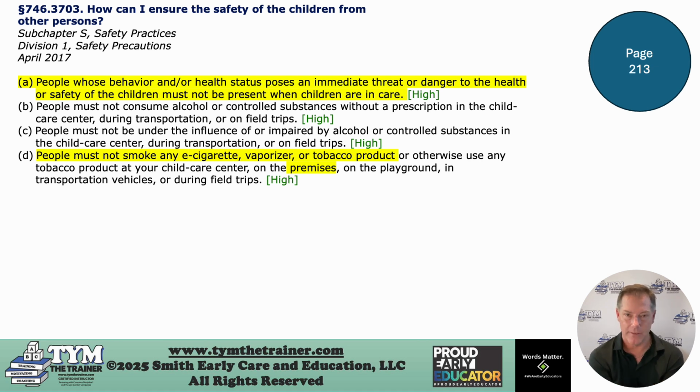Okay? This is where we all have to work together as a team. You can't just rely on one or two individuals in your program to keep everyone safe. If you see something suspicious, you say something. Whether it's a parent in your program, another employee in your program, whoever it may be, if someone's behavior has gotten to a point where it could impose an immediate threat or danger, that person has got to go. All right?